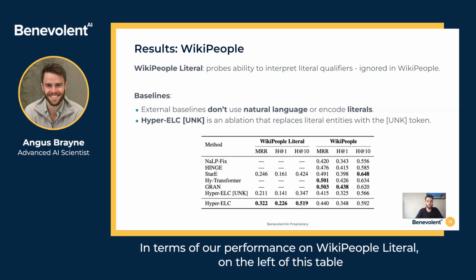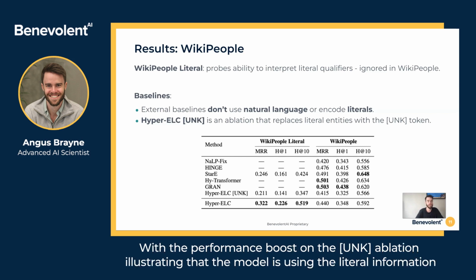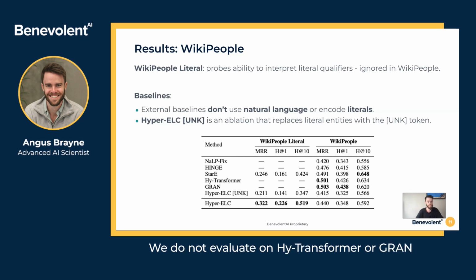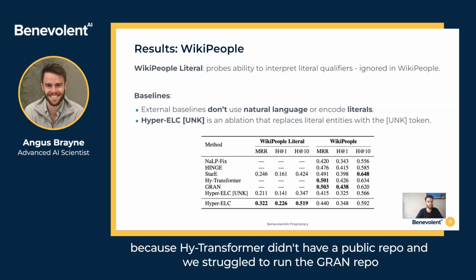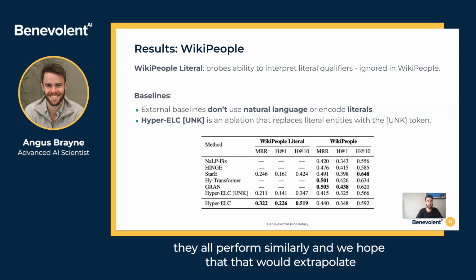In terms of our performance on WikiPeople literal, on the left of this table, we significantly outperform both StarE and HyperELK-UNC, with the performance boost on the UNC ablation illustrating that the model is using the literal information. We do not evaluate on HyperTransformer or GRAN because HyperTransformer didn't have a public repo and we struggled to run the GRAN repo. But as you can see in the standard WikiPeople evaluation on the right, they all perform similarly, and we hope that that would extrapolate.